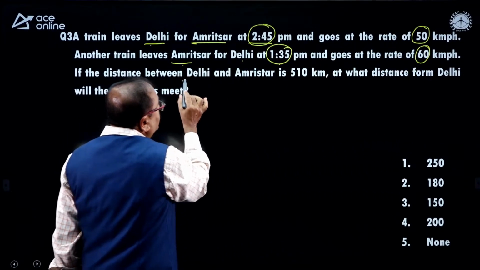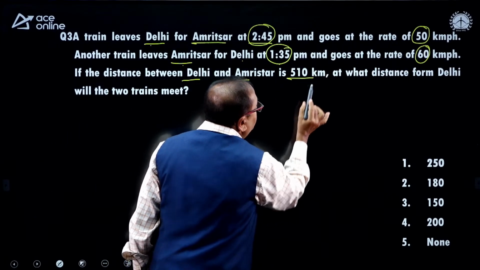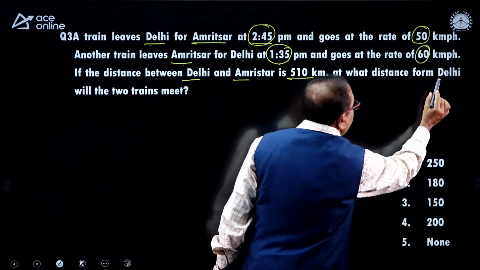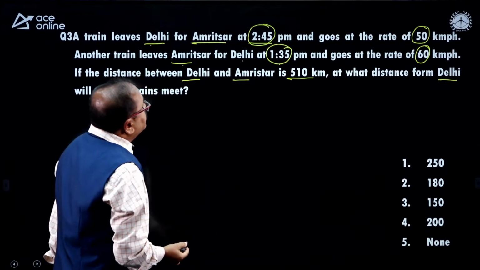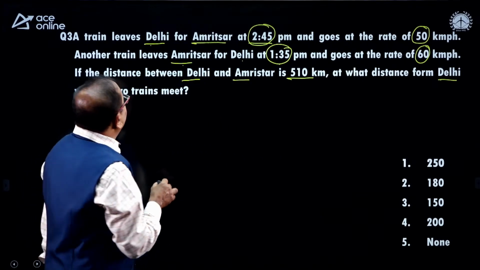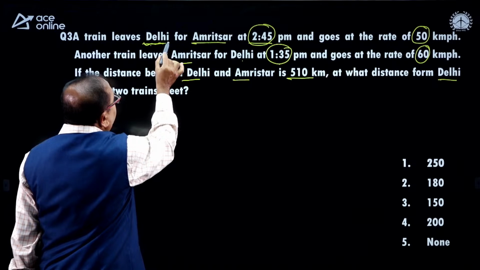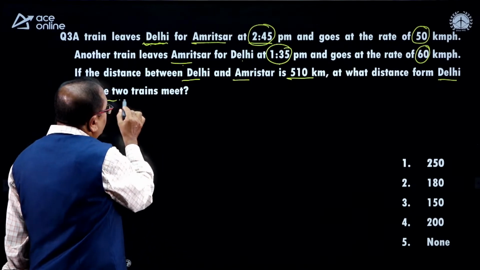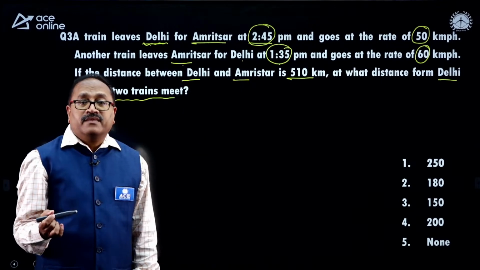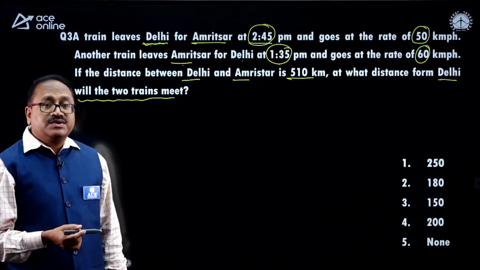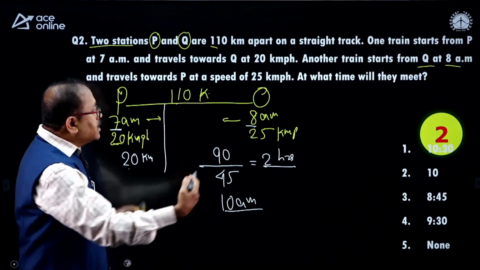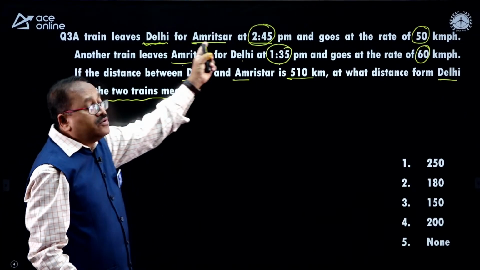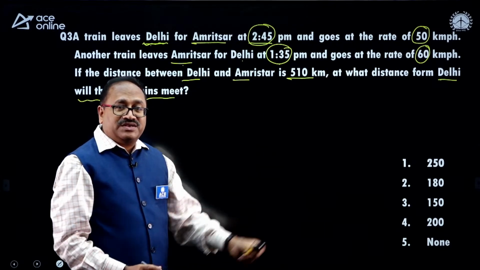If the distance between Delhi and Amritsar is 510 km, at what distance from Delhi will the two trains meet each other? Which one is starting from Delhi? The first one started from Delhi. Is it not different from the previous question? In the previous question, at what time will these two trains meet? Now in this case, how far from Delhi do these two trains meet?